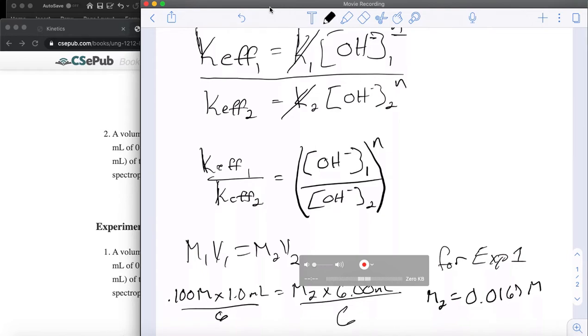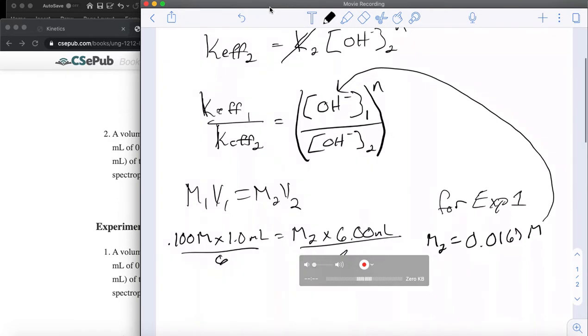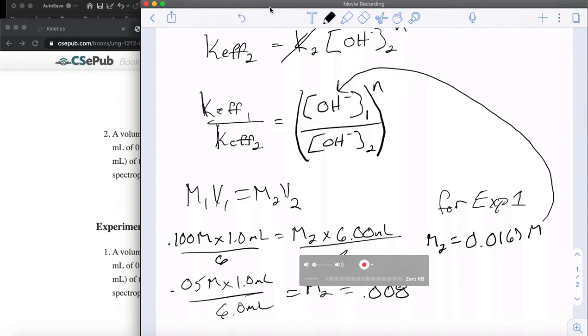So now I have my hydroxide concentration for experiment 1 that I'm going to be able to plug into the equation I had before. But I also need the hydroxide concentration for experiment 2, so I'm going to do the same thing again. The only thing that was different was the concentration was half as much, right? So it was 0.05 molar times the 1 milliliter over the 6 milliliters should be the final concentration, which comes out to like 0.00833 molar. And that's for experiment 2 that I can now plug into this equation as well.